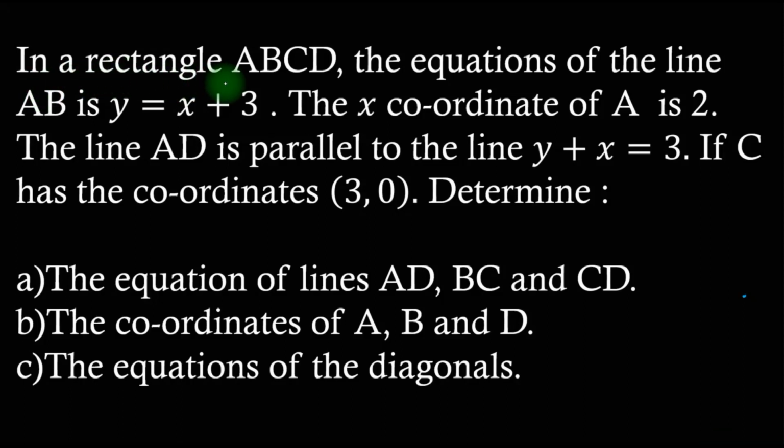In a rectangle ABCD, the equation of the line AB is y equals x plus 3, the x coordinate of A is 2, and the line AD is parallel to the line y plus x equals 3. If C has the coordinates (3, 0), determine part A, the equations of lines AD, BC and CD; part B, the coordinates of A, B and D; and part C, the equations of the diagonals.